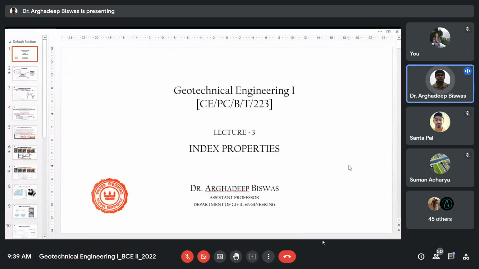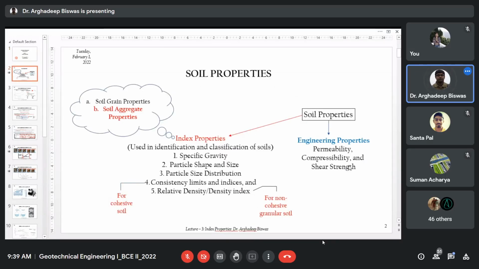Okay. Now the topic is index properties. What does this index property imply, or what is its requirement? It actually indicates the soil type, what kind of soil you will be encountering or dealing with. That type indicates, at least qualitatively, the behavior of the soil under different kinds of loading condition and different moisture conditions. So soil properties as a whole we can divide into index properties and engineering properties.